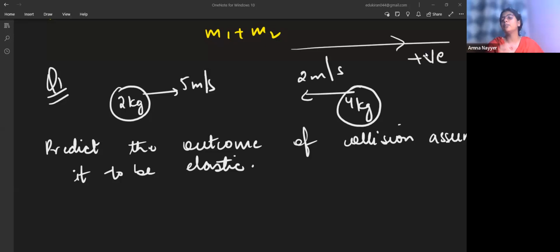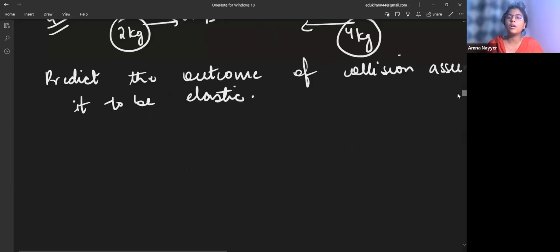See class, this time both the bodies are not moving in the same direction. They are moving in opposite directions. And we have seen that velocity is a vector quantity. So we have to consider one velocity as positive, the other velocity as negative. So we have assumed in our question that let's take right as positive. So left will obviously automatically become negative. So what all things we have?